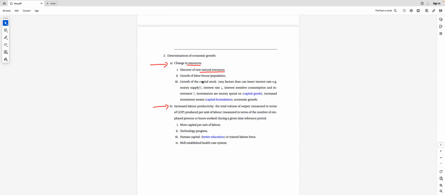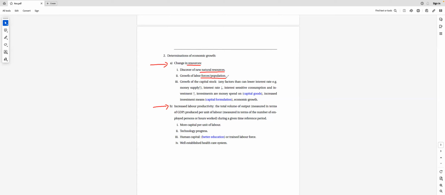So number B, another type of resource we need to use is manpower, human resources. How can we get more? If the birth rate in your country can be increased, or if the country can attract more foreign laborers, like new immigrants, in these two cases, we can grow our labor force.